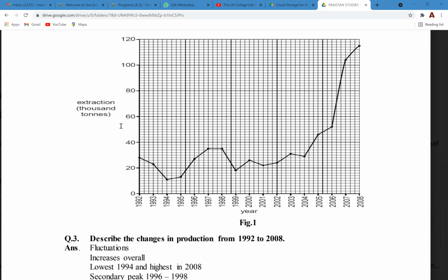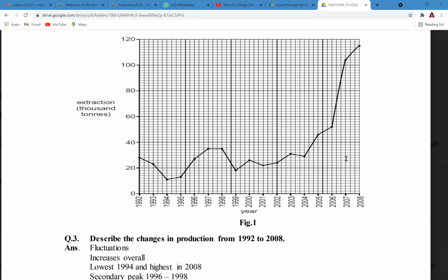So it's a frequent increase and decrease. Yeah, it's a frequent increase and decrease, and it was constant in 1997 and 1998. Absolutely, it was constant for a while, and then you'll refer to certain values as well. It was lowest in 1994, and it was highest in 2008. And it was constantly increasing from 2006 to 7. Absolutely, from 2006 to 7, there was no decrease.